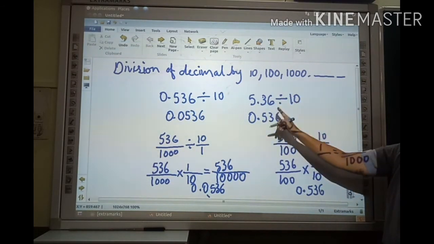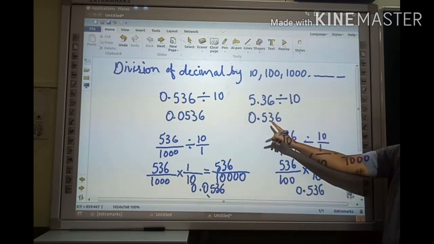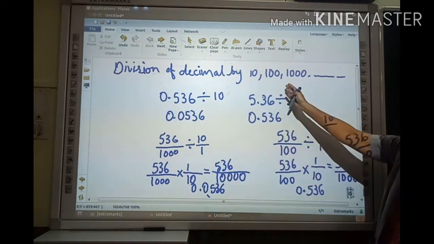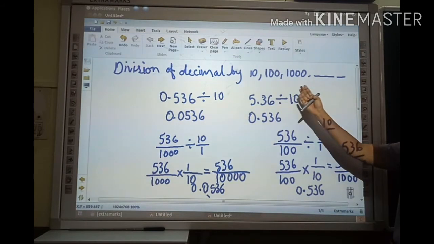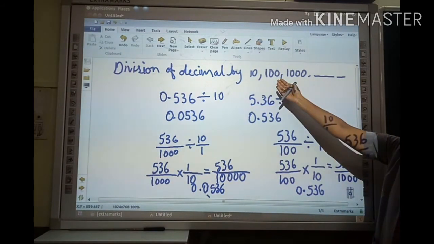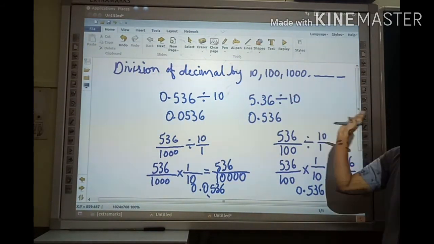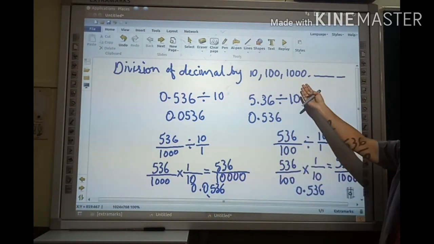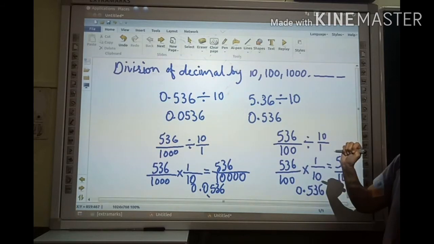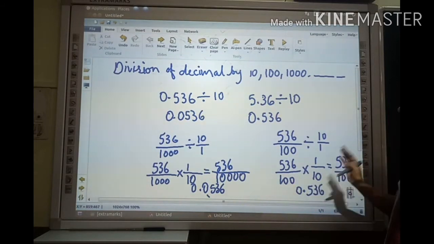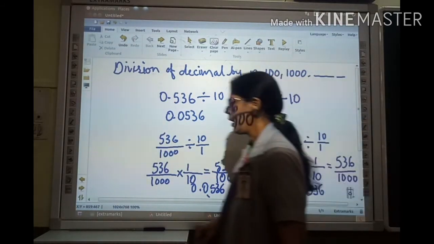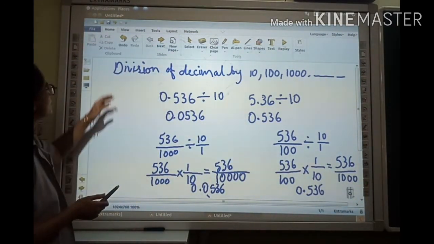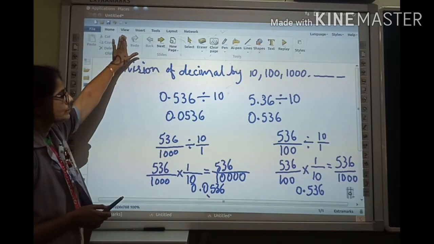In the short method also you can place it this way. You have to move the decimal to the left side. The same applies with 100 and 1000. If you are dividing by 100, you have to move the decimal two digits to the left, and in 1000, three digits to the left. Understand, children? Okay, now I will explain the next point.